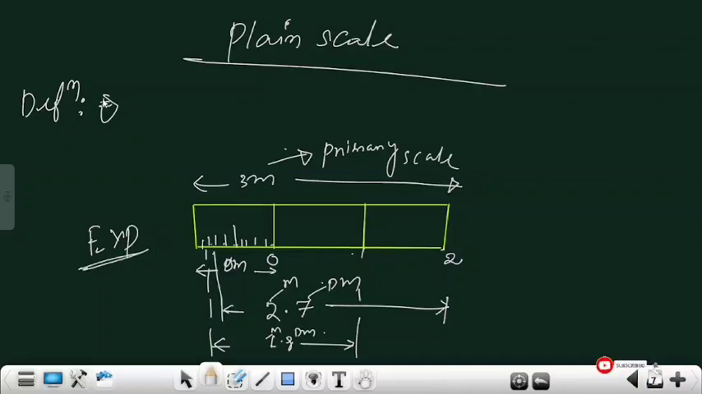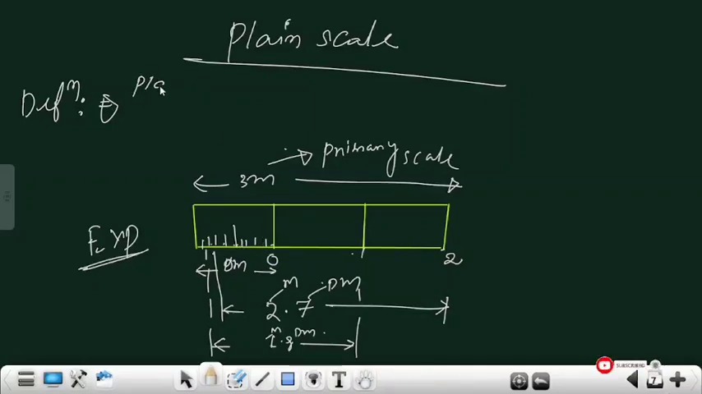Now we discuss the definition. Plane scale is a scale which shows the relation between two consecutive units or a single unit and its subdivision. These are the subdivisions. In this scale we have to mention the primary scale and what the subdivision is. In the example, the primary scale division is 3 meter and it is subdivided into decimeter, 10 equal parts. Write down the definition.